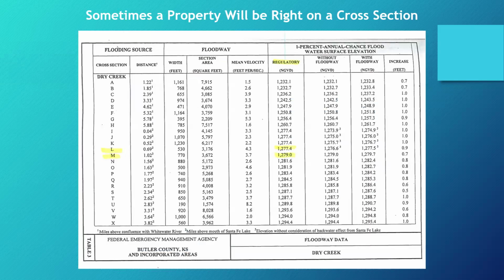And then this is what the cross sections look like in the flood data table. At the very least, you can go and look at the surrounding cross sections, and it'll have the exact base flood elevation for those cross sections to 1/10 of a foot. In this case, we're looking at an area that's between L and M, and you can go there and make sure that the base flood elevation is at least within that range, in this case between 1277.4 and 1279.0. If it's outside of that range, then something is wrong if that property is between those cross sections.